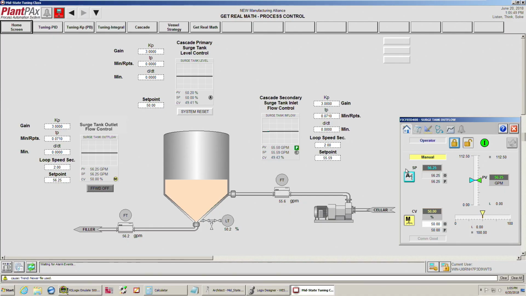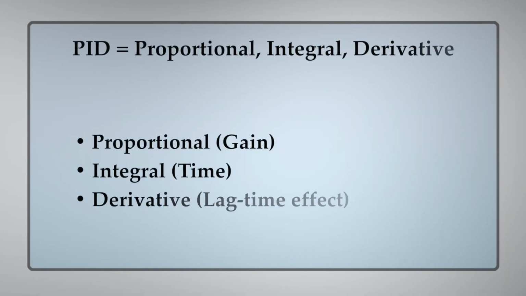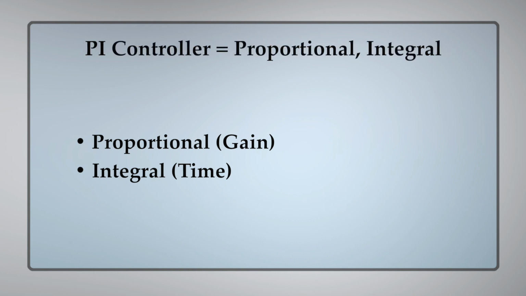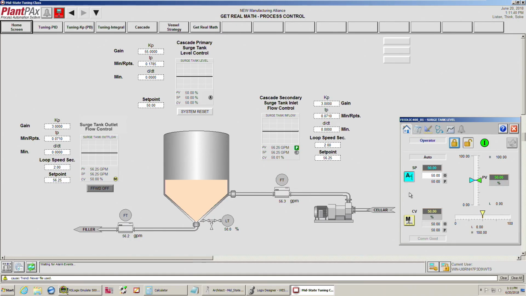A PID controller, when placed in automatic mode, continuously calculates the error between a desired set point and a measured process variable and applies a corrective action to the output using proportional, integral, and derivative constants. Derivative is not always required, and if not used, the controller is referenced as a PI controller capable of derivative. For this video, we will only use proportional and integral.